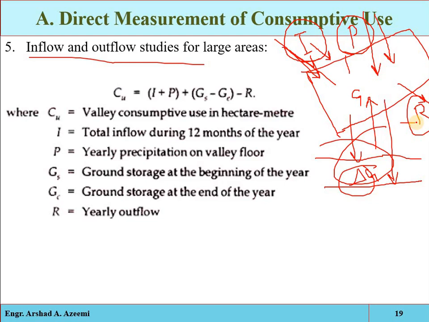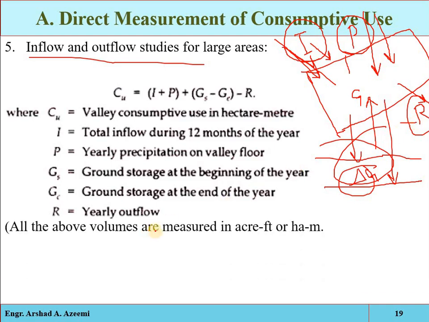Remember, this method is recommended for the whole valley and for annual determination. The volumes will be in acre-feet or in hectare-meters, because that is a large scale, so large-scale units will be adopted. So this was all about the direct measurement of the consumptive use.